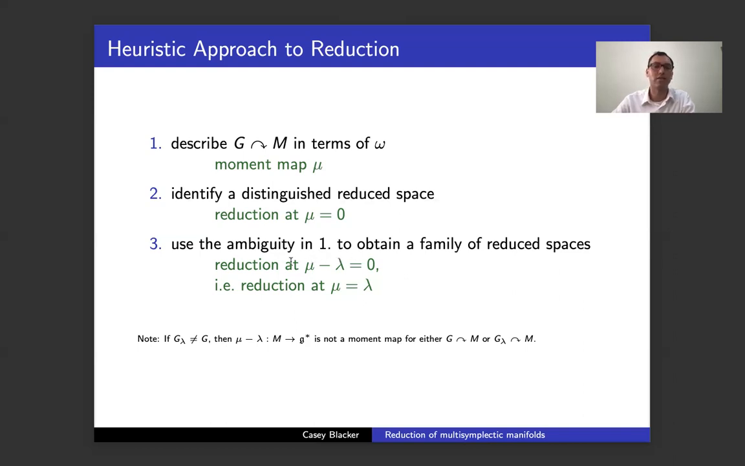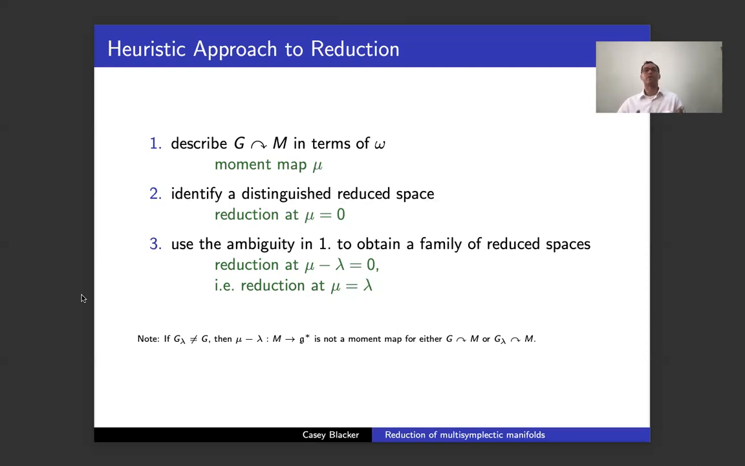So this takes the form of taking the reduction of not mu, but mu minus lambda. So we're assuming this is another moment map. So this only works for suitable lambda, of course. And then that gives us the reduction of mu at the parameter lambda. Okay, so this is the last slide for the symplectic setting.